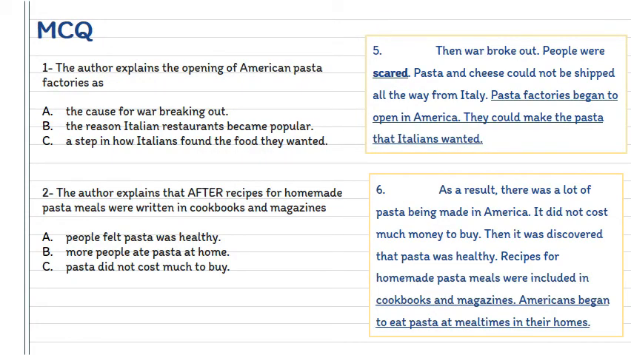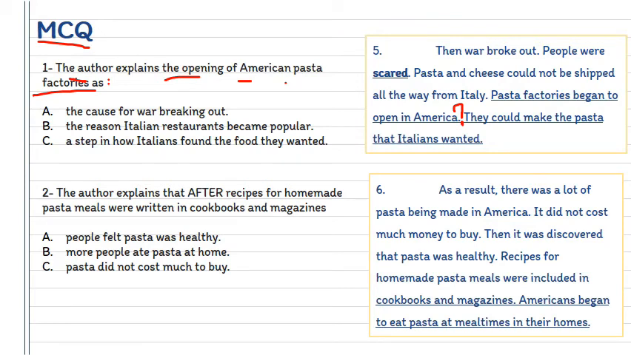So now we will move on to the multiple choice questions. MCQ means multiple choice questions. The author explains the opening of American pasta factories as. Why do Americans open factories? Here they said pasta factories began to open in America. Why? Let's see what are the options or the choices.